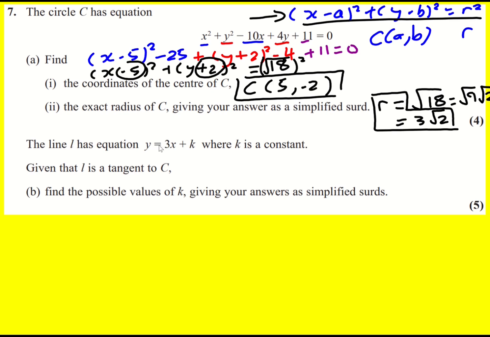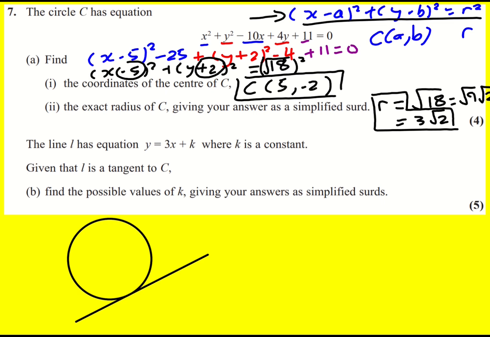So the line L has equation y equals 3x plus k, where k is a constant, and we're also told this line is a tangent to the circle. That means it's just going to glance off of it. Find the possible values of k, giving your answers as simplified surds.